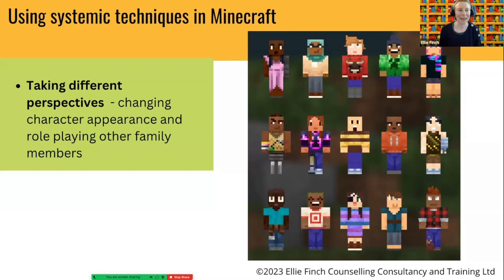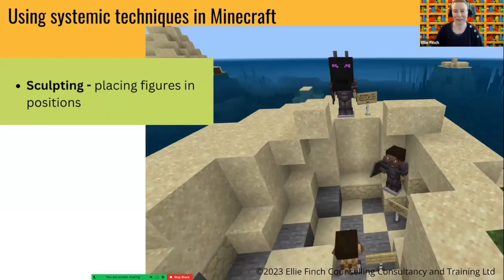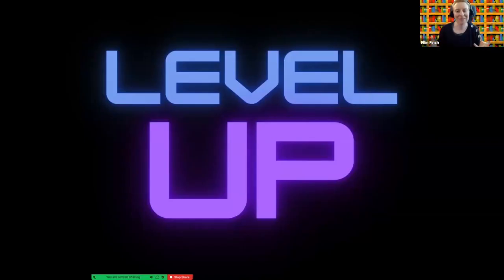And sculpting: here you can see some figures placed in an environment where you can start thinking about your position in relation to others or in relation to a thing, and you can even put in what might be a speech bubble or a thought bubble on a sign about what might be being thought or said. I'm inviting people to level up using video games in a way that feels comfortable to you.